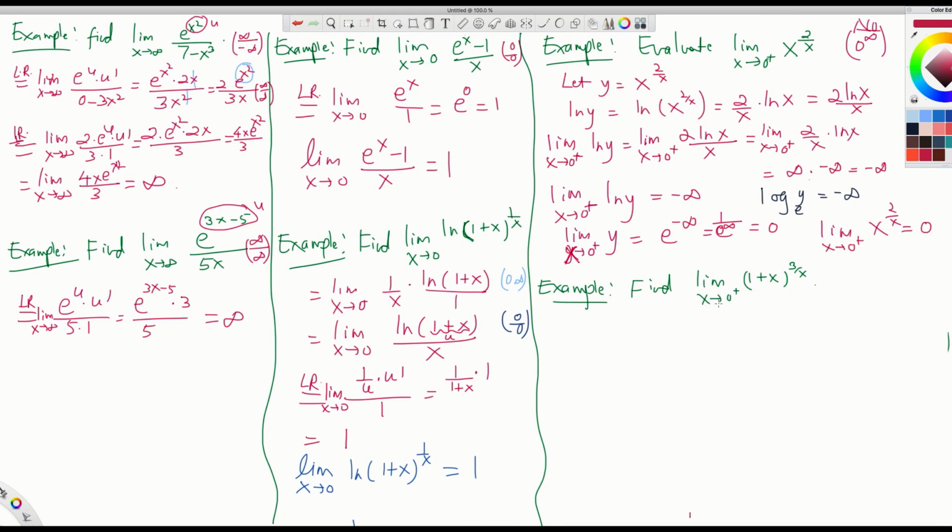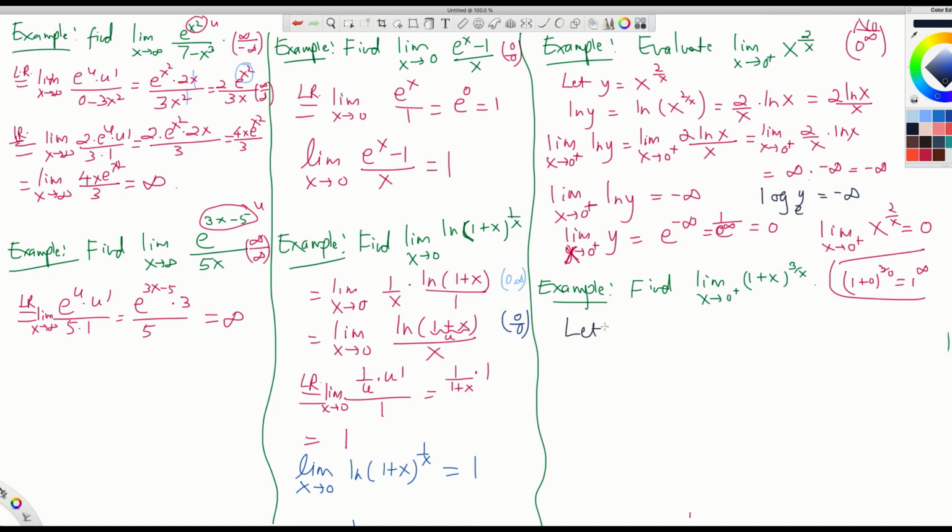Okay, so let us look at this example. Find the limit as x tends to 0 plus of (1 plus x) to the 3 over x. You can guess your answer by plugging in 0. You will get 1 plus 0 to the 3 over 0, which is basically 1 to the infinity. This is an indeterminate form. So we try to use L'Hopital's rule. But before we do that, since there is x in the exponent, we let y equal that.